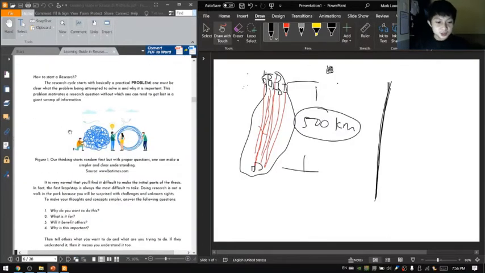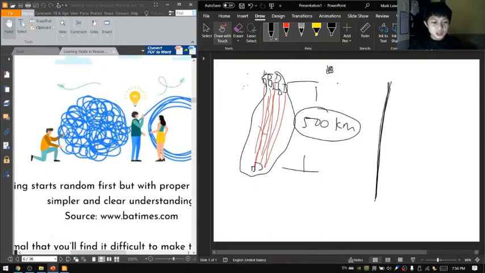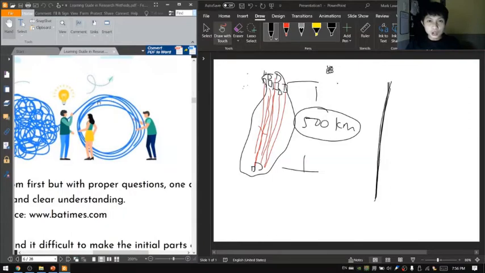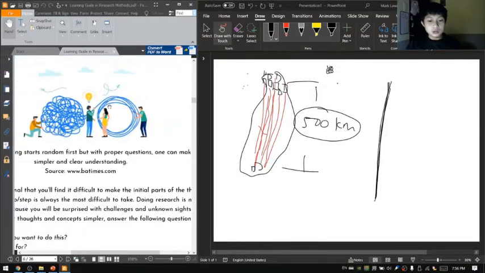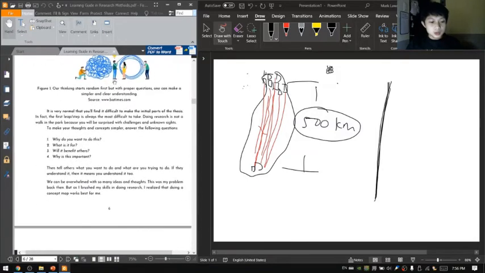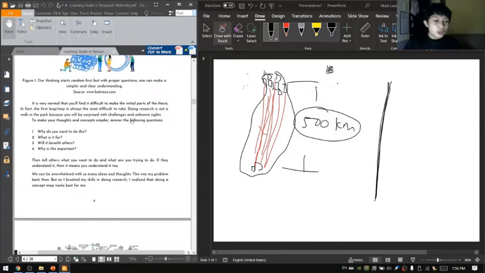Okay, so sa start, ganito talaga yung idea natin. Medyo magulo. Masyadong magulo. Hindi natin alam kung ano yung gagawin natin. Hindi natin alam kung ano yung papupunta na yung thought. But with proper questioning, you can make it simple. You can make it clear. So we ask questions. So, for example, this one. So, why do you want to do this?